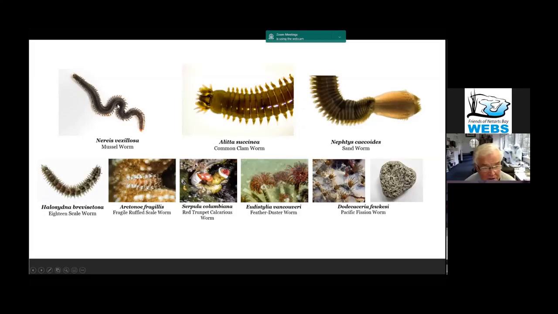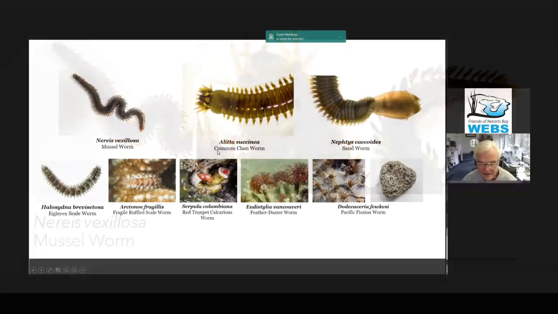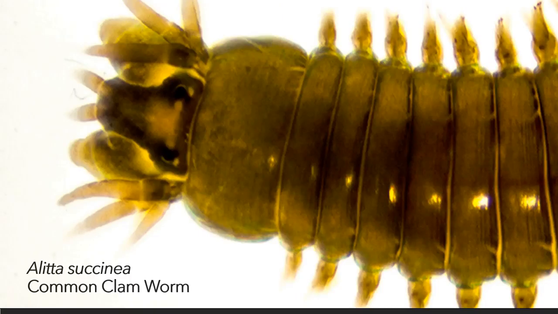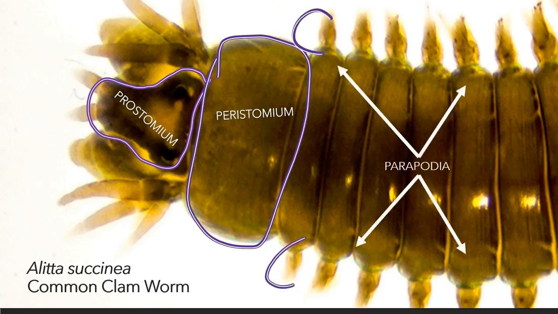Okay, here are some of the worms we'll see. This is the mussel worm. Remember I talked about the microhabitat in between all the mussels on the rocks, those California mussels. Well, this particular worm lives pretty much solely in that microhabitat. Nereis vexillosa. Okay, here's the clam worm, mainly in the bay. This is the prostomium, the first segment at the head end, with all these little antennae and projections coming from it. And this is the peristomium, the collar segment. Beyond that are all these segments with the parapodia, the little feet on the sides with their bristles.